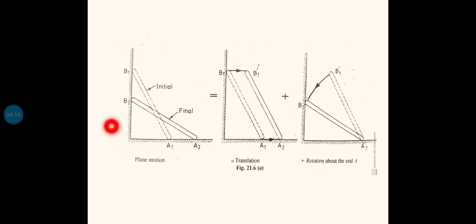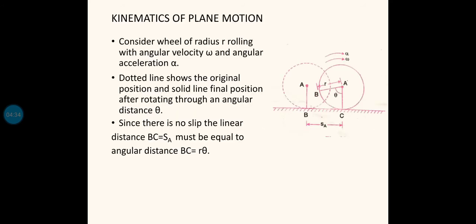So every motion of these types is called plane motion. Okay, general plane motion. So in general plane motion, altogether we will have both rotary motion as well as translatory motion, or simply we can say general plane motion is a combination of translation and rotation.